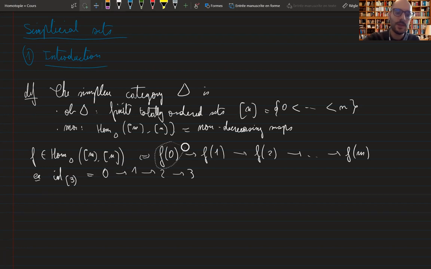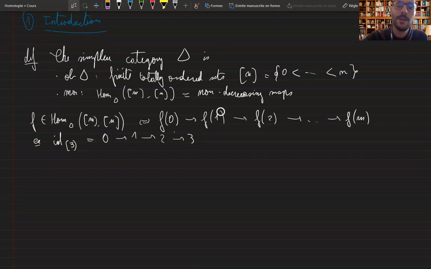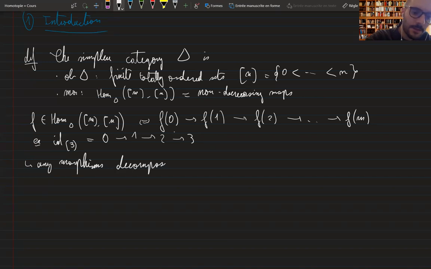So this is a notation that is usually useful. You have to have this non-decreasing condition, right? You cannot ever go lower. So f(0) has to be at most equal to f(1), which has to be at most f(2), and so on. All right, so as you saw last semester, there are some very fundamental maps in this category. Any morphism decomposes in terms of two kinds of maps.